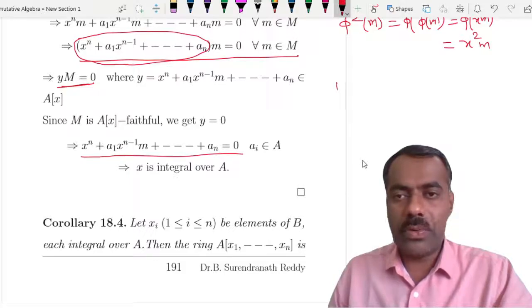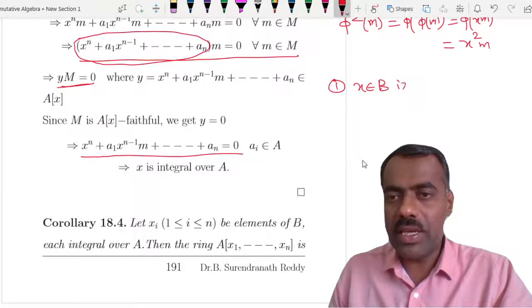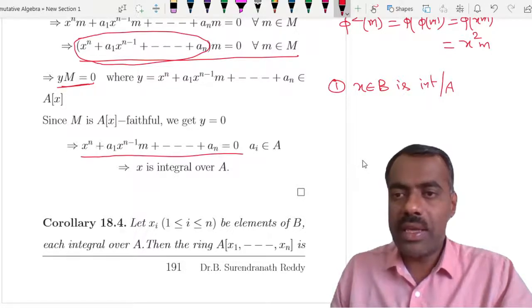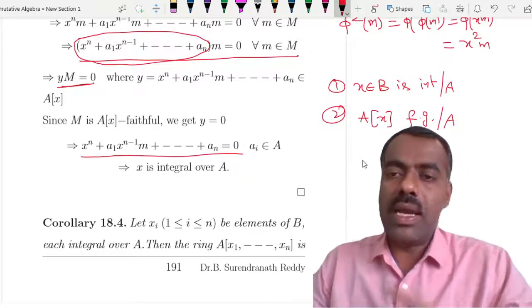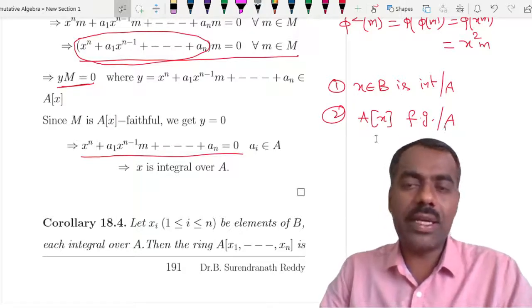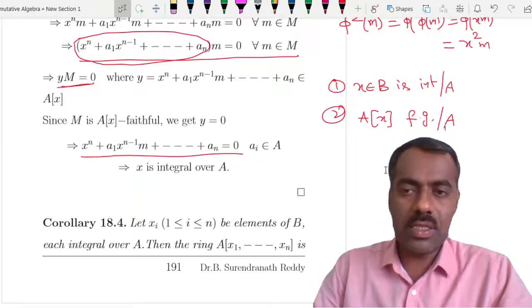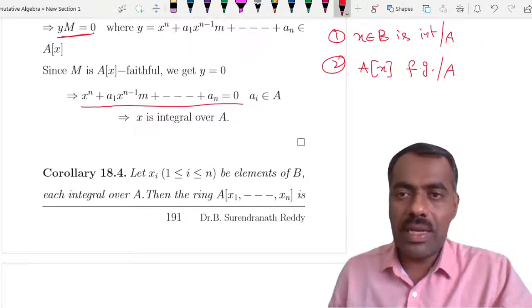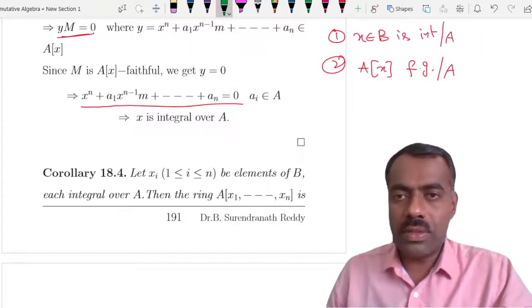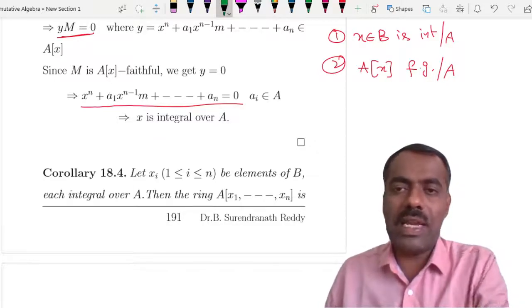So what we have proved is that x belonging to B is integral over A, which is the same as saying that A[x] is finitely generated over A. And this is the same as saying that there exists a subring and there exists a faithful A[x]-module and so on.